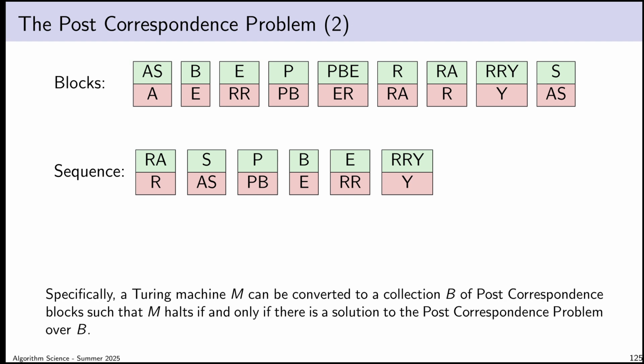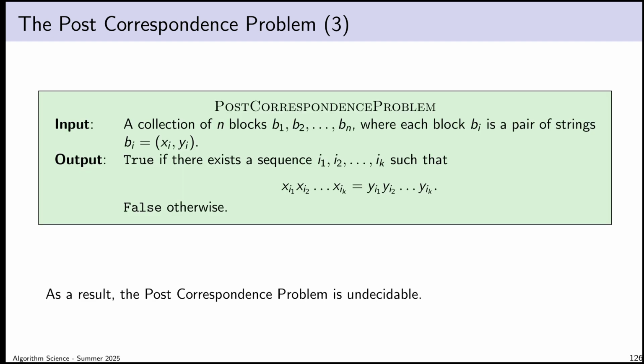Now, I can summarize sort of how to do that. Basically what happens is you can take a Turing machine M, and in some finite amount of time, maybe a long time, you can actually convert it to a collection of blocks for the post-correspondence problem, such that the Turing machine M halts if and only if there is a solution to the post-correspondence problem over that collection of blocks. And of course, that means that if you could solve the post-correspondence problem at all, you would be able to solve the halting problem. And that means that you can't solve the post-correspondence problem in general. As a result, the post-correspondence problem is undecidable. There is no algorithm to solve it.